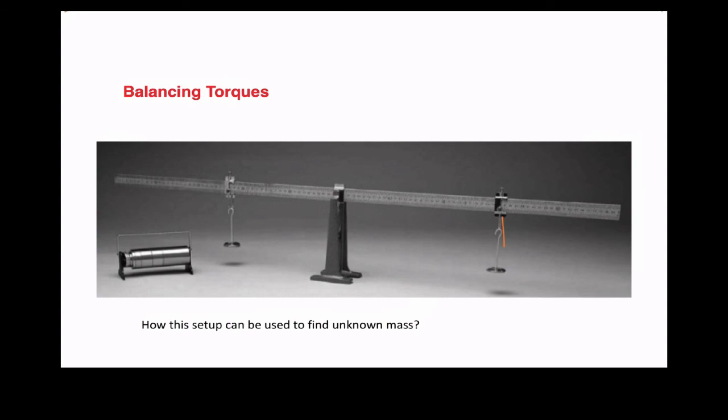For example, if this mass is known, you know its value, but there is another mass which you do not know. How will you find out the unknown mass by using this setup? I leave this question to you. You may pause the video and write its answer in your notes.